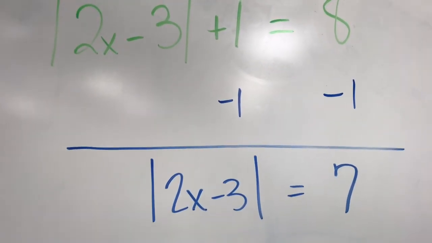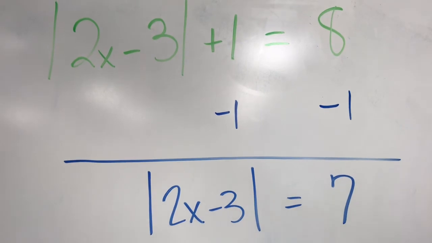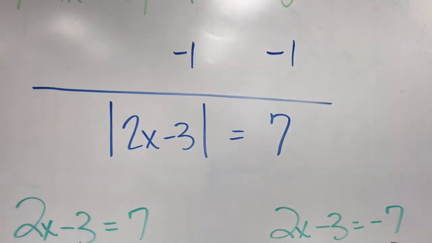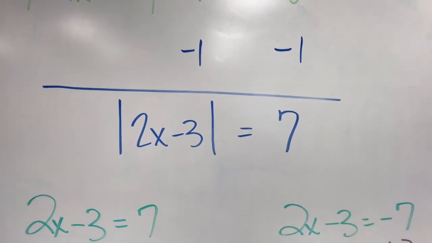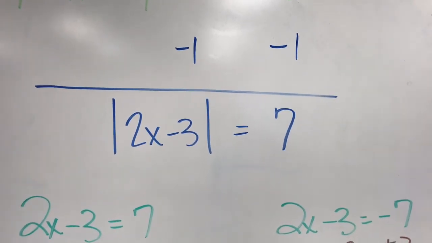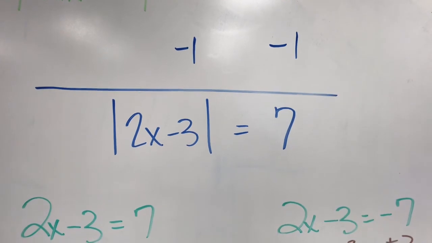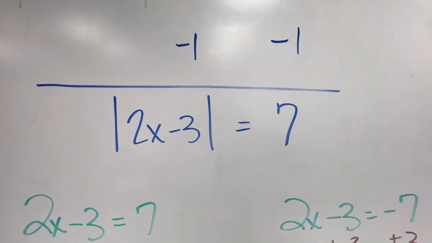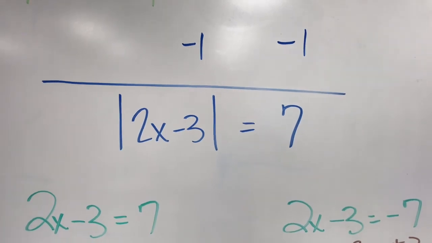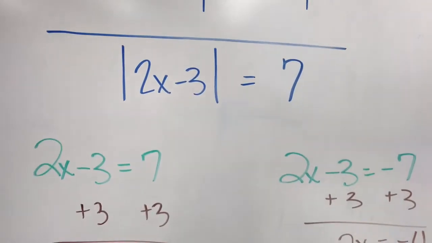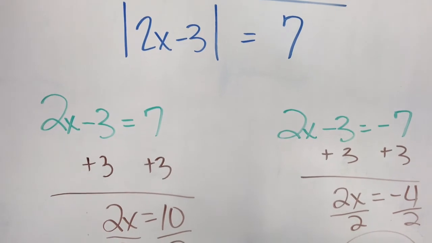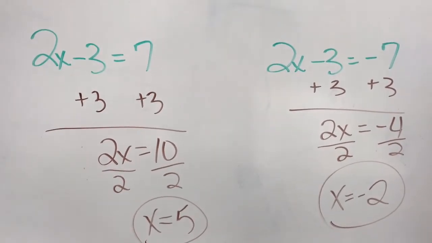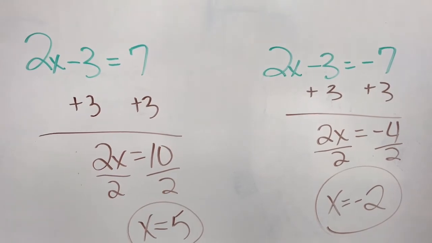So that means the stuff inside can either equal 7 or -7. So what we do is we set up 2 equations and we solve both of them. 2x minus 3 equals 7 and 2x minus 3 equals -7, since the part inside of the absolute value symbols could equal 7 or -7. Then we go ahead and solve that. And we get x equals 5 and x equals -2.